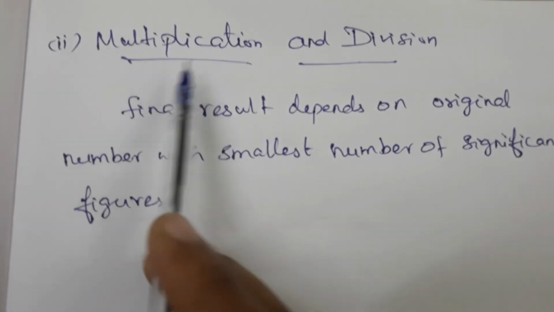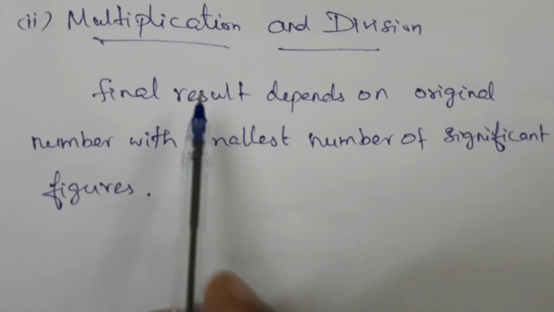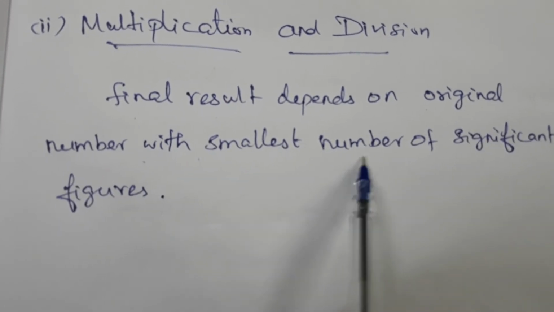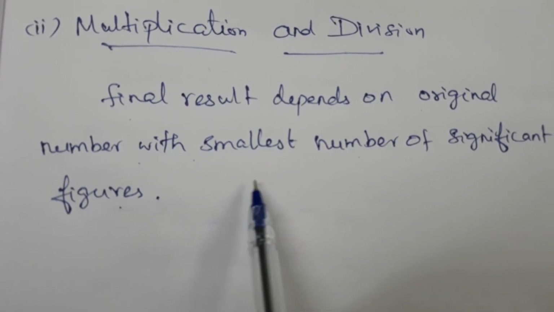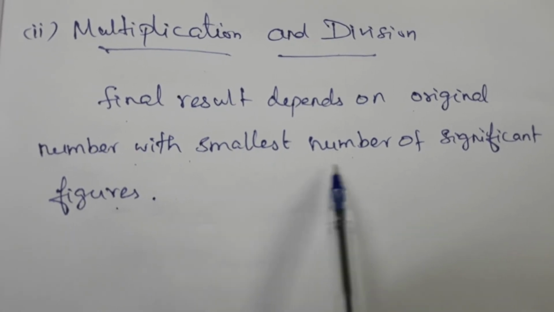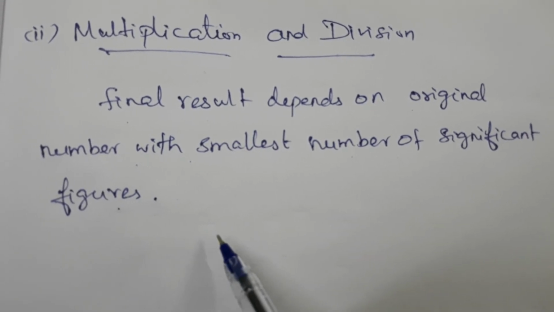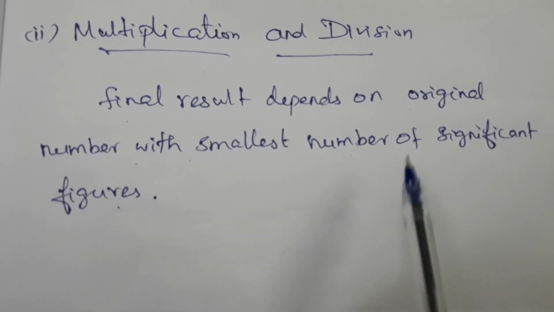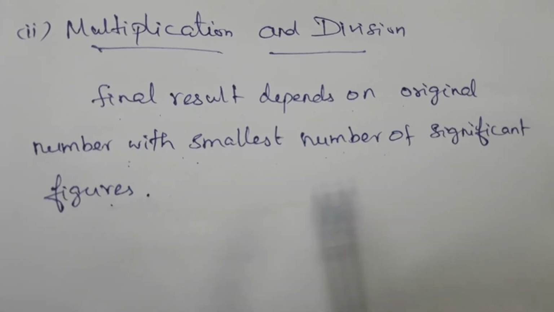The next one, multiplication and division. When we are multiplying and dividing numbers, the final result depends on the original number with the smallest number of significant figures. So you have to consider the whole number and make it a significant figure. Whichever number has the smallest significant figures, with that we have to round it off. But in addition and subtraction, after the decimal point you have to consider the smallest number.